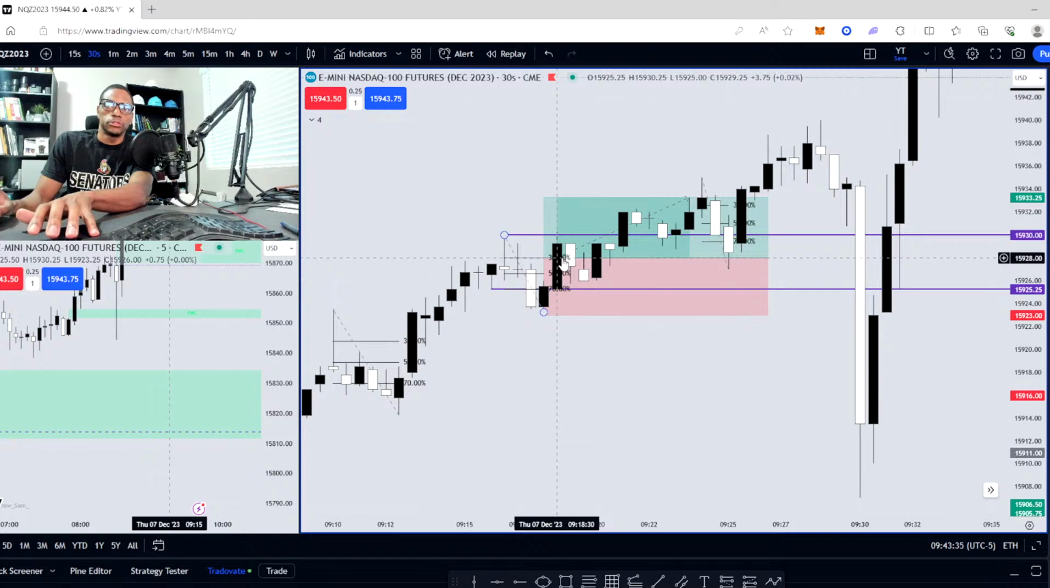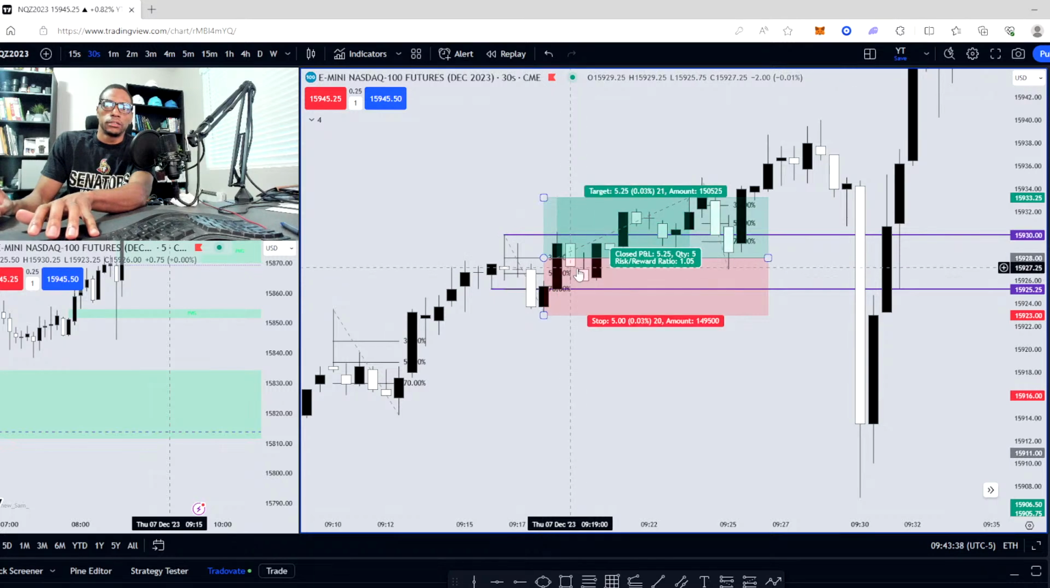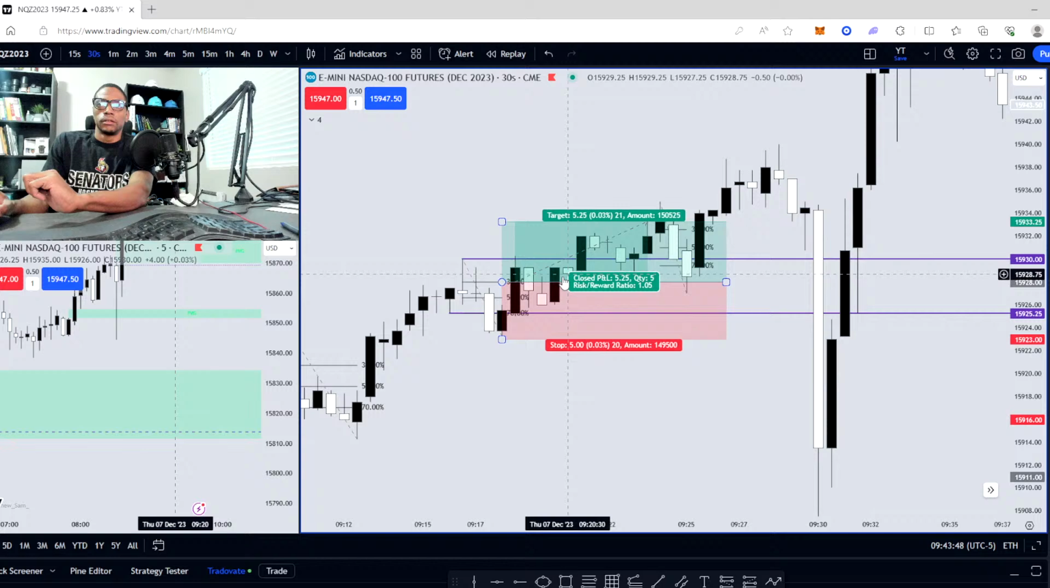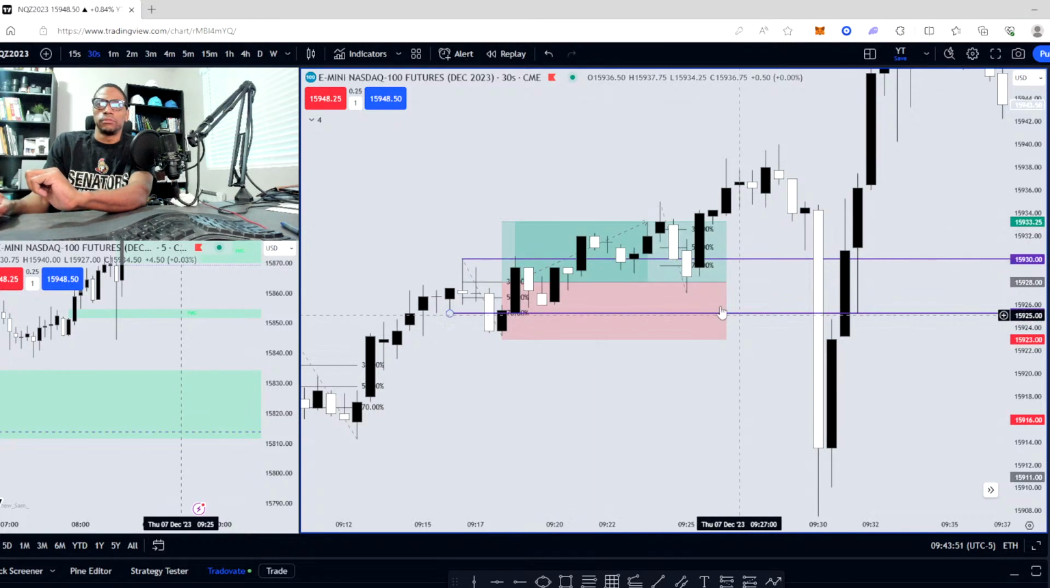So the entry of the trade would have been here. There was a little drawdown, a little heat here, maybe 2 points. And then price bought out of it and through the profit zone. As price continued to make new highs, we follow the same steps.